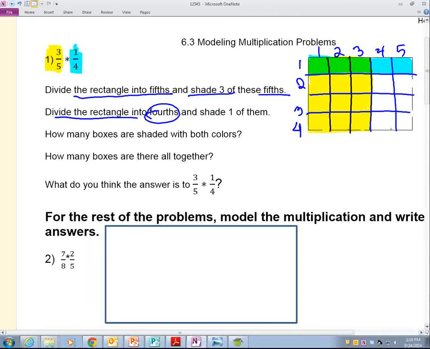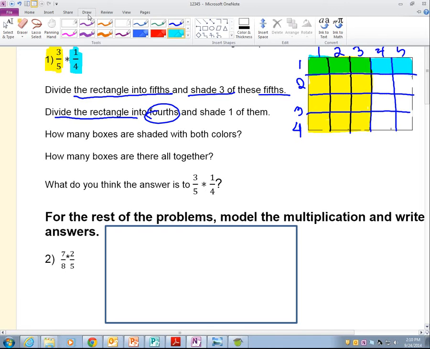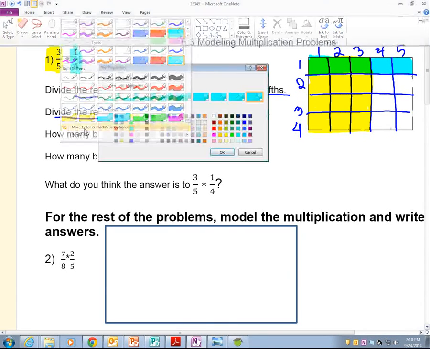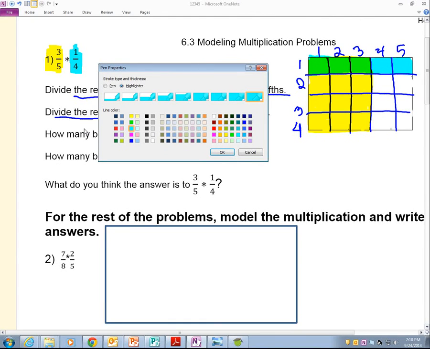I can make it a better looking yellow though. Where is that? Bright yellow. Is that the bright yellow? Same thing. Maybe not. That's as good as it gets.